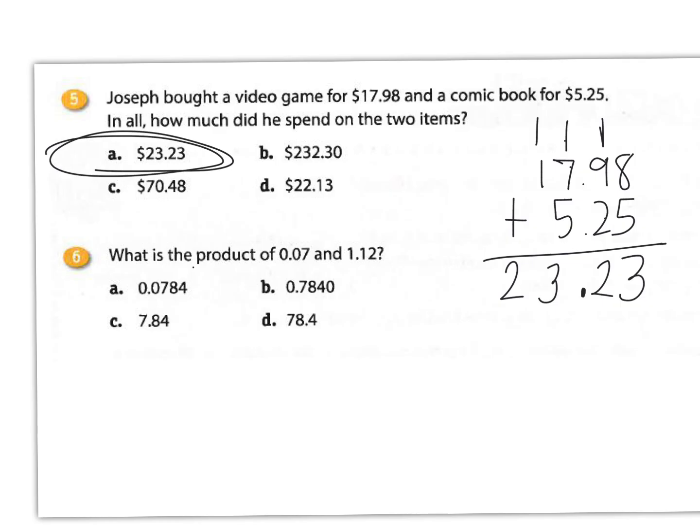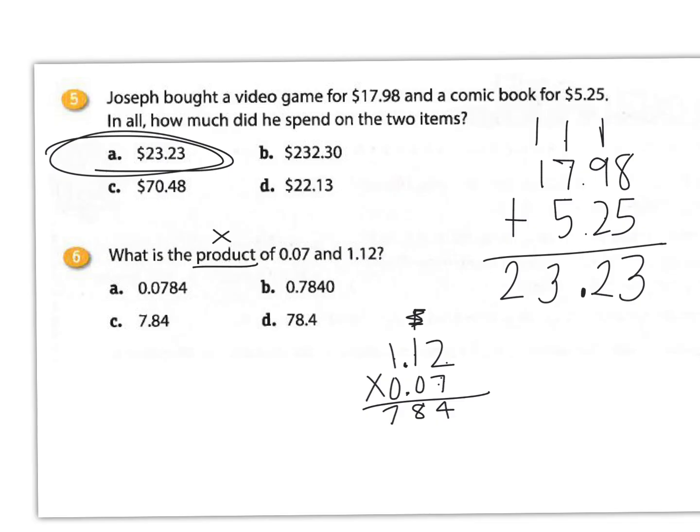Number 6, what is the product? Product means multiplication. The answer to a multiplication problem of 0.07 and 1.12. So 1.12 times 0.07. All right. So we're going to start here. 7 times 2 is 14. Carry the 1. 7 times 1 is 7, plus 1 is 8. 7 times 1 is 7.